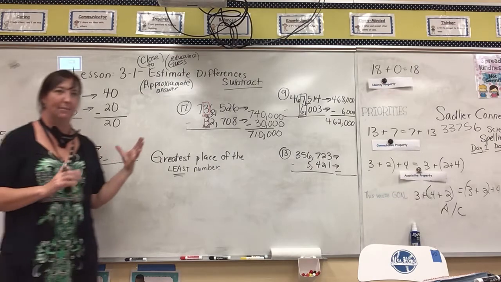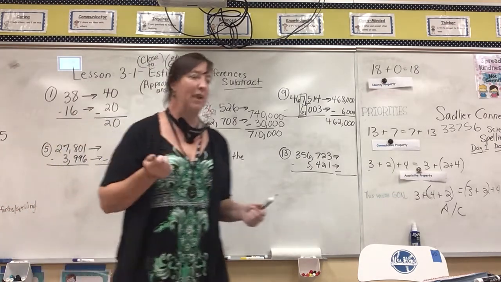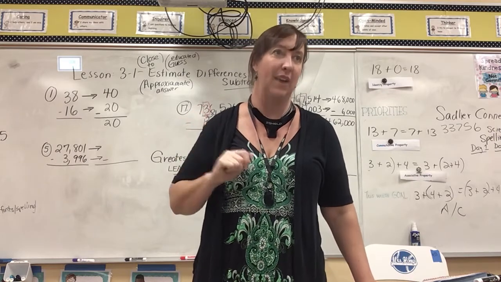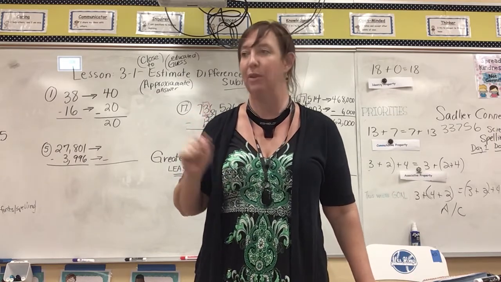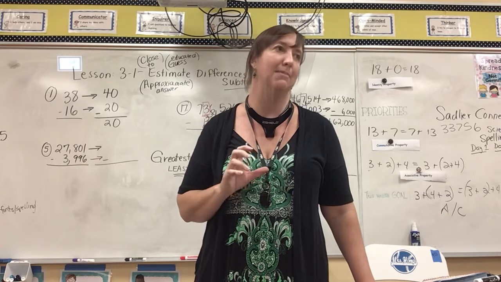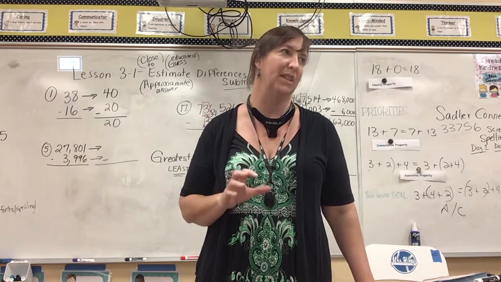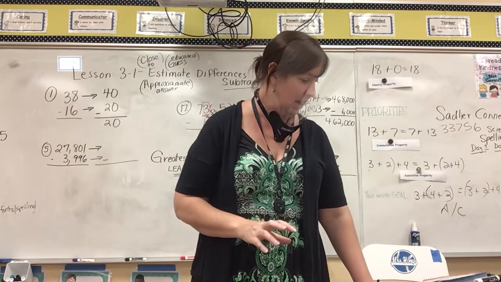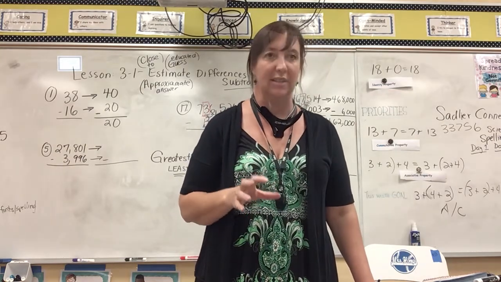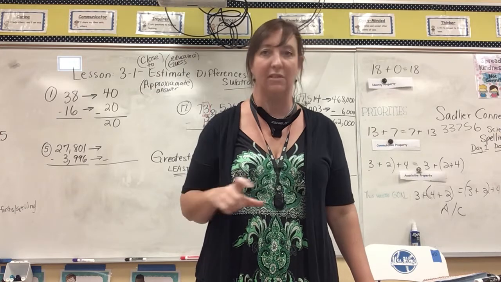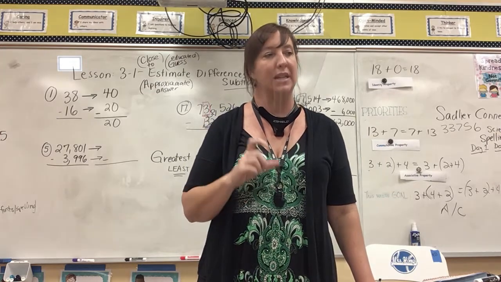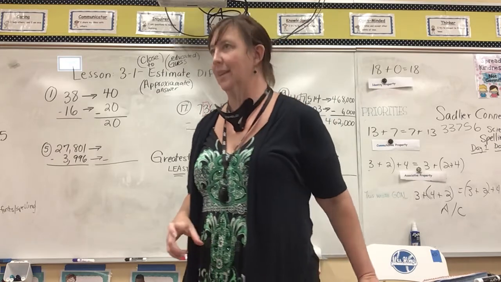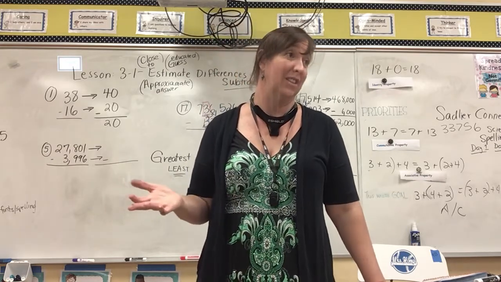So the important part here, you might want to take a highlighter and highlight the greatest place of the least number in every problem, because that way you won't make a mistake. You're following the directions specifically when they say to estimate the difference, and it says up on the top in the directions that we're going to be estimating to the greatest place of the least number. Sometimes it's just greatest place, so you have to be careful.